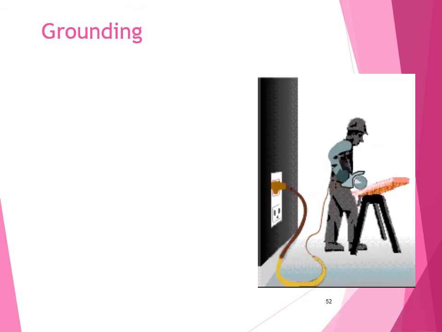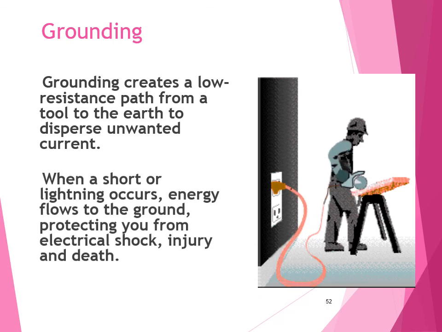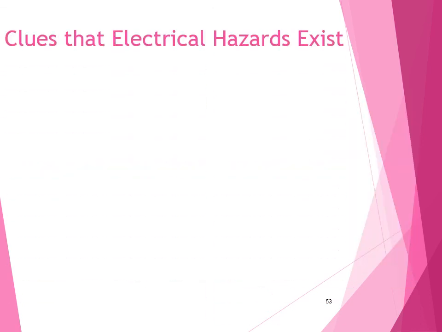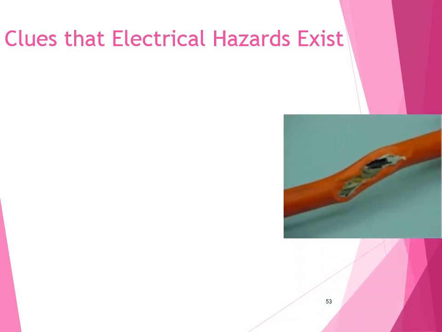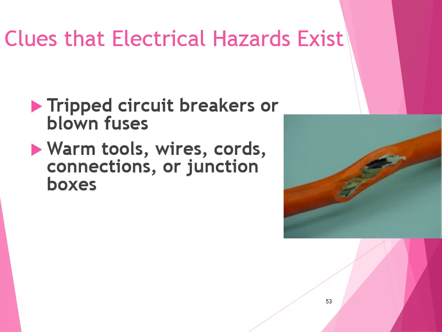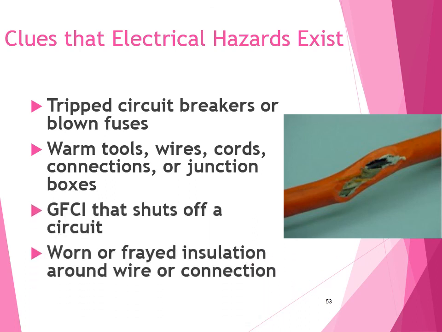Grounding, that is known as earthing. Earthing creates a low resistance path from a tool to earth and diverts unwanted current. When a short or lightning occurs, energy flows to the ground, protecting you from electrical shock and injury. Clues that electrical hazards exist. This is one of the images showing how it has been damaged. Circuit breakers, worn tools, wires, cords, connections or junction boxes, worn or frayed insulation around the wire of a connection.